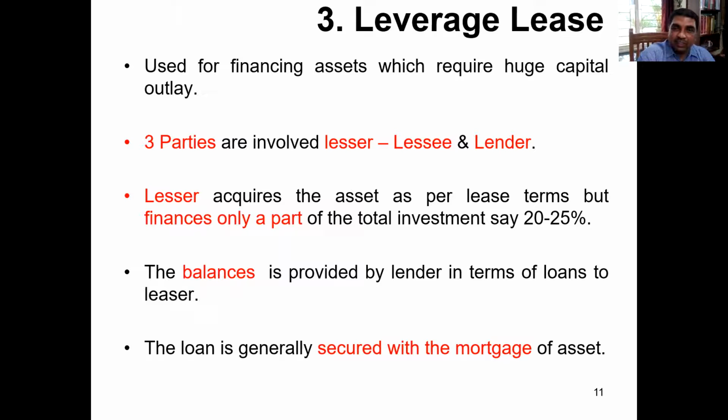The lender gives money to the lessor and the lessor gives the asset to the lessee. So the lender finances normally to the extent of 75 to 80% of the asset. Okay, and the asset is secured with the lender. This is the concept of leverage lease.